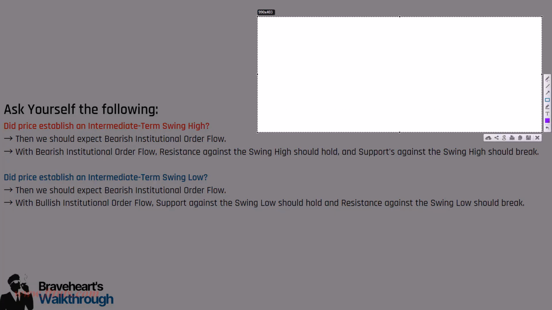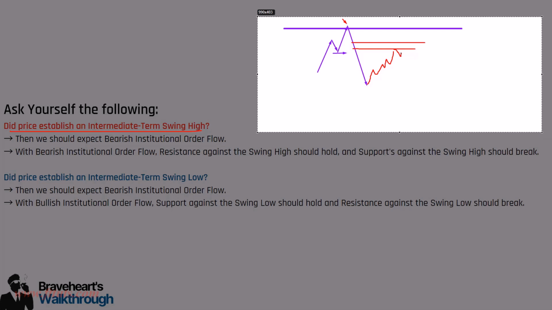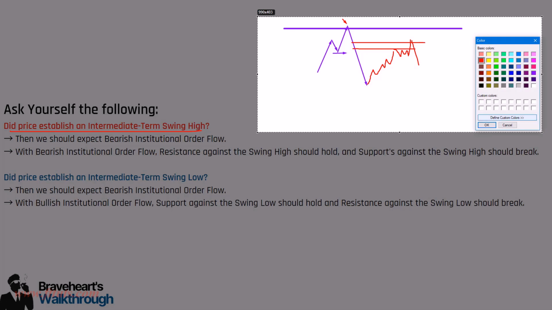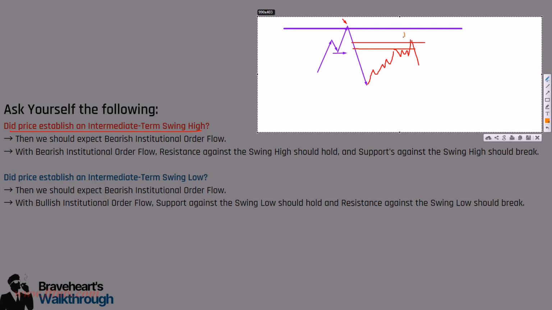So if we have a higher time frame resistance level here and price breaks market structure, we have a long-term high here. We're tracing that. You want to wait for price to establish an intermediate term high, so a fair value gap. Let's say an intermediate term high has been established here. We break low. From that point on, we'd classify it as an ITH. And what happens afterwards is bearish institutional order flow.